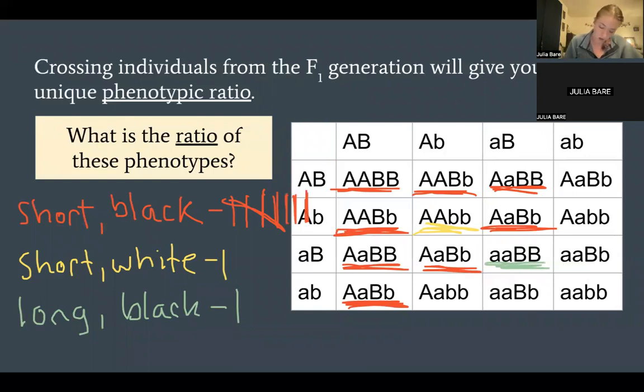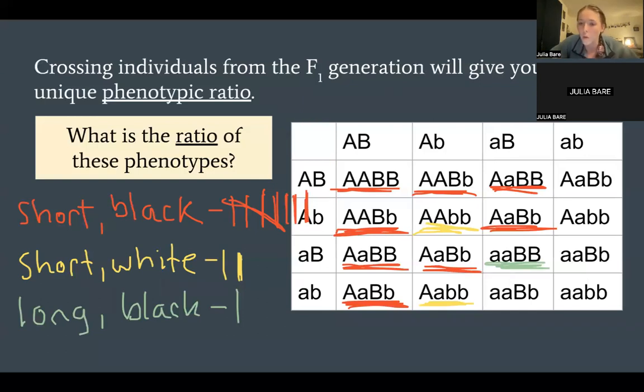If we look at this guy right here, this is going to be big A, little b, little b. So this is yet again another, and I think I did this in the wrong color. Big A, little b, little b. Is that the same as all the genotypes that we've had so far? Well, it's going to be the same as the short white-haired rabbit. Okay. Can you guys kind of see, hopefully, where I'm going with this?